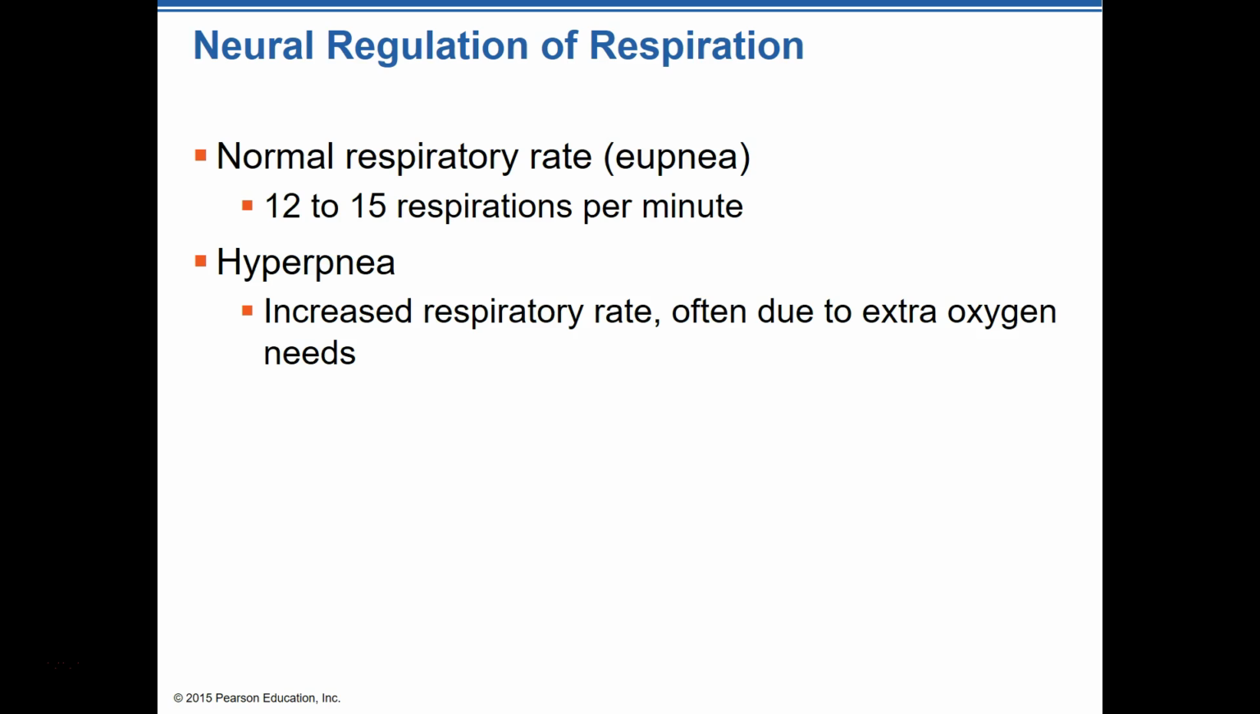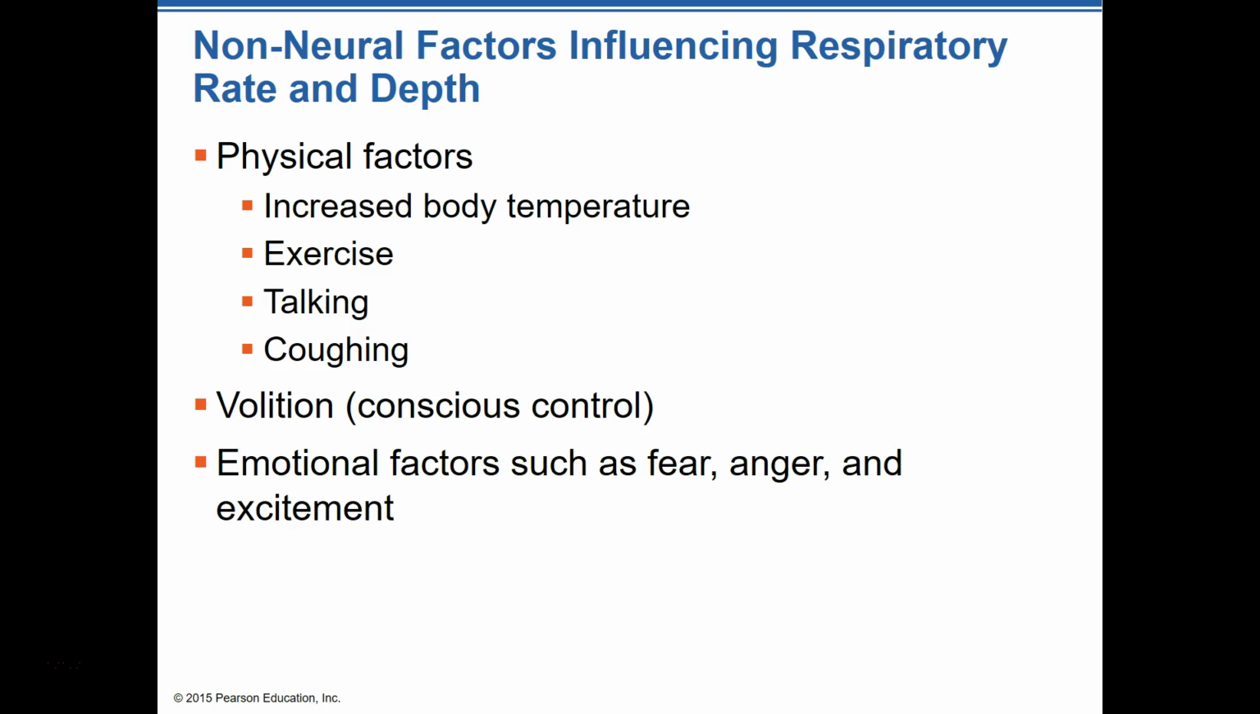Hyperpnea is an increased respiratory rate due to extra oxygen needs. There are some physical factors that influence our respiratory rate and depth, and they are increased body temperature. One of the ways that our bodies will try to combat a fever is to breathe faster to reduce body temperature, not necessarily a fever, but if we're just hot and sweaty. Exercise is going to affect the rate, talking, coughing. My respiratory rate's probably dramatically increased while I'm lecturing.